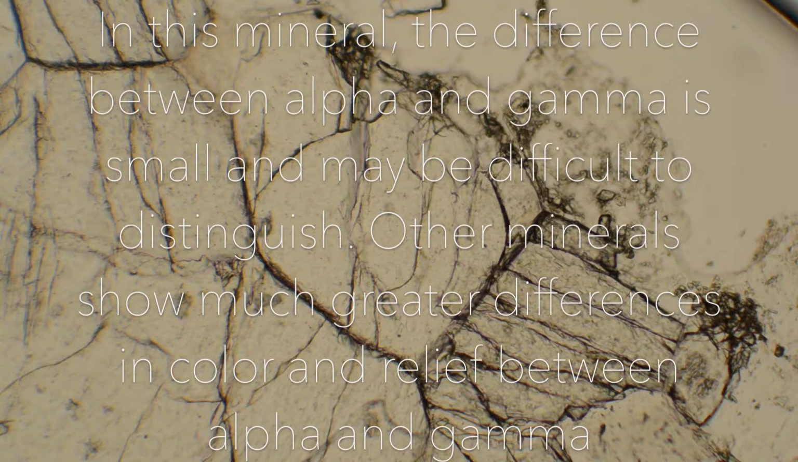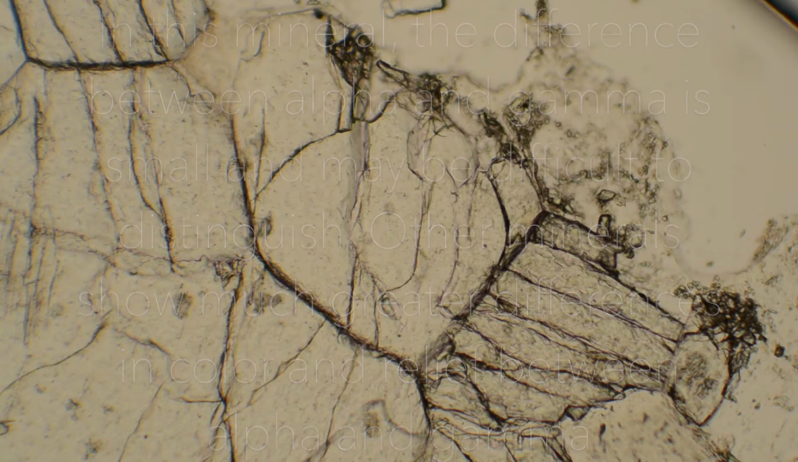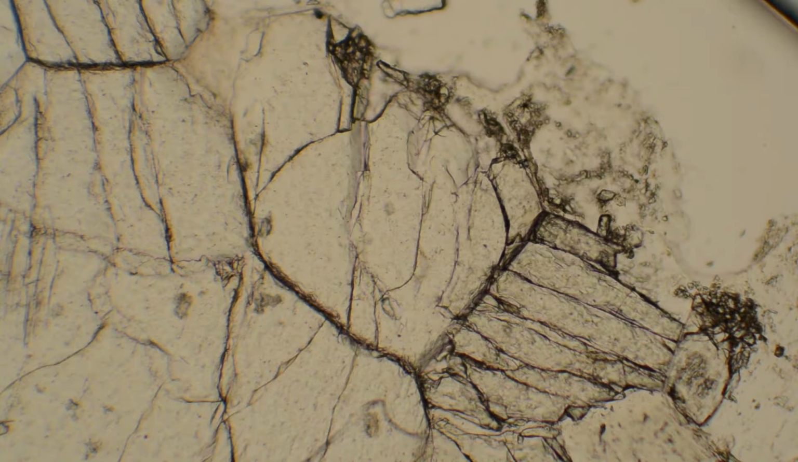In this mineral, the difference between alpha and gamma is small and may be difficult to distinguish. Other minerals show much greater differences in color and relief between alpha and gamma. For an example where this is relevant, watch the linked video on how to fully characterize a mineral grain. In this example, I also go over how to characterize along beta.